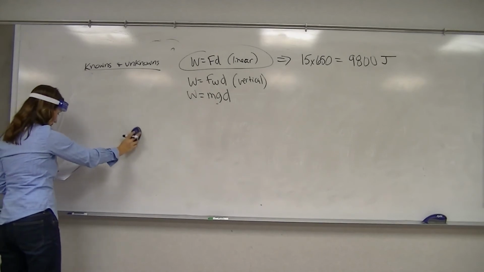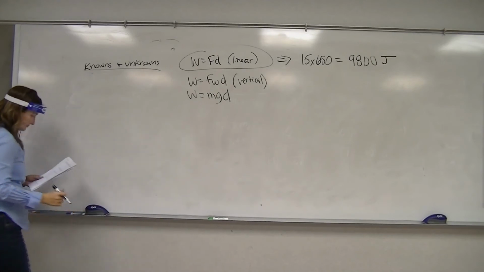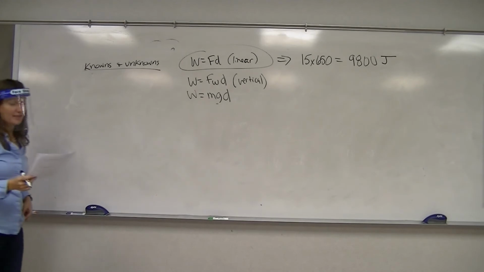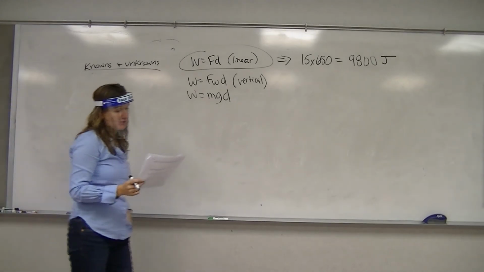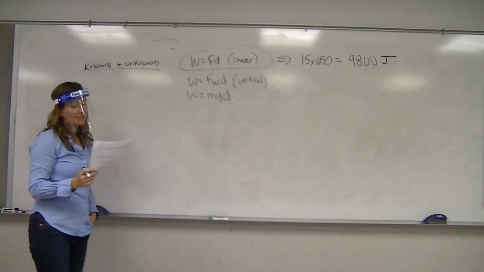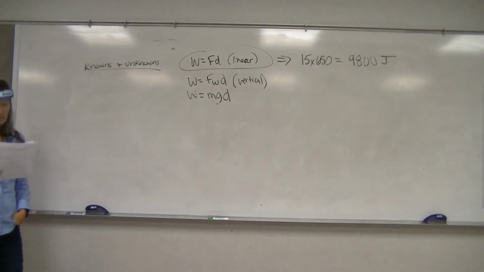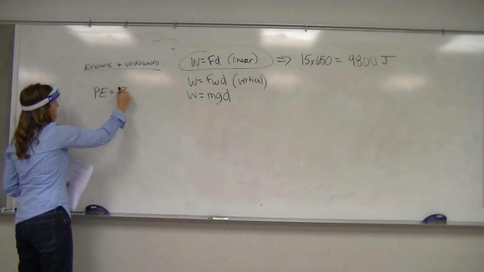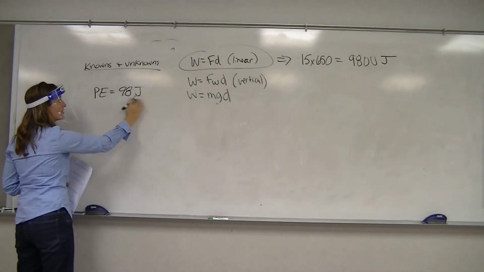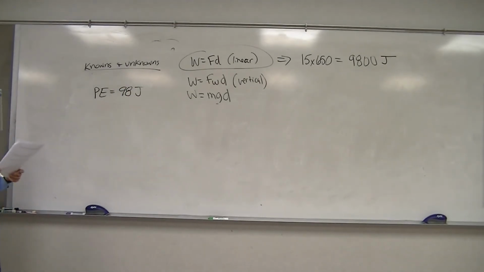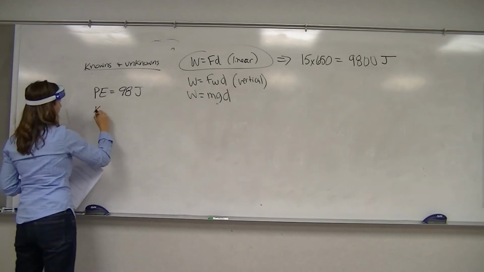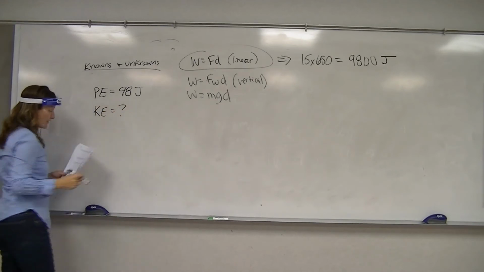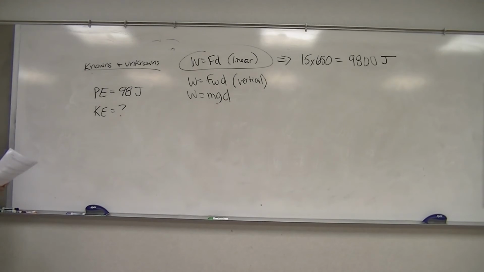Number 9 is sort of a trick question. It's a concept question, actually. You don't have to do any calculations for number 9. If the potential energy of a ball on top of a house is 98 joules, I'm going to write potential energy, 98. Notice joules, because it's a form of energy. What is the kinetic energy of the same ball when it falls to the ground?